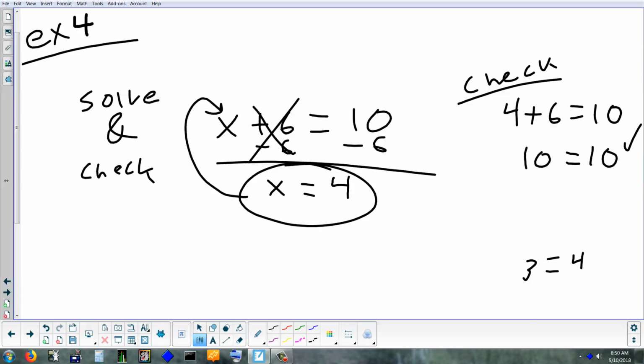Where else could we have messed something up besides when we solved the original problem? Yep, in the check step. In the checking part, we could have done 4 minus 6 and said, oh, negative 2. Or we could have made a mistake like that. So if you don't get the same number on both sides, something's wrong.